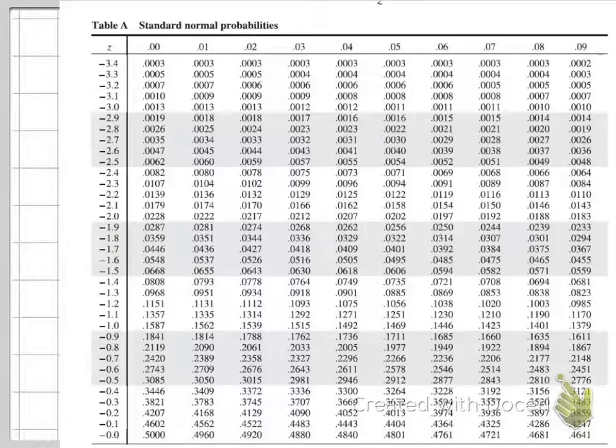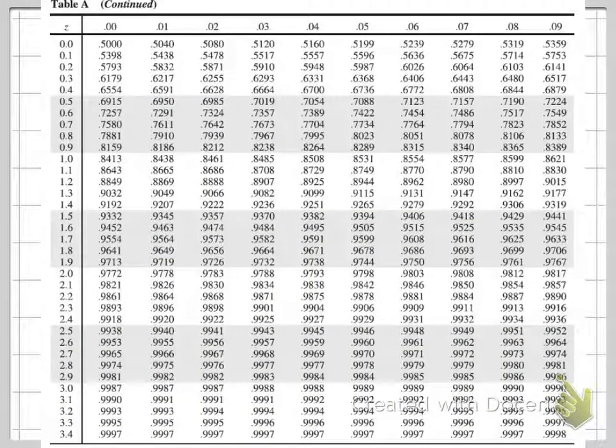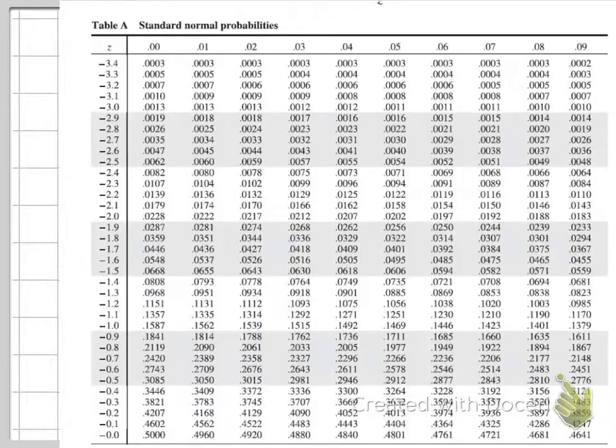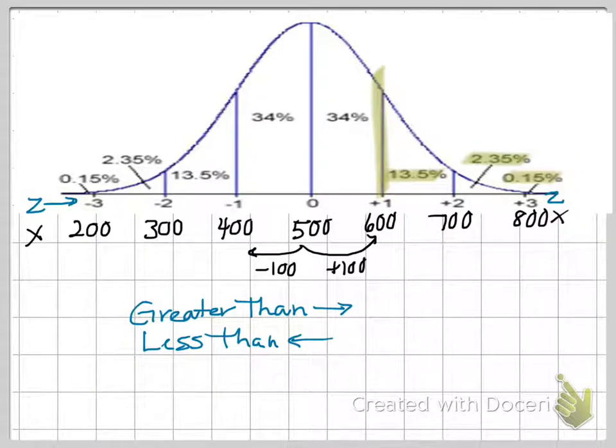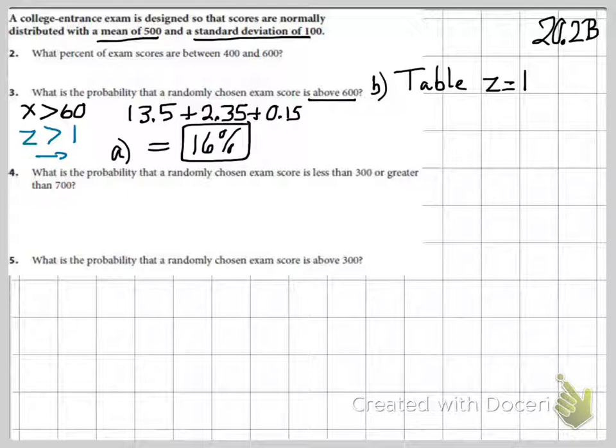Past the curve, that's the negative side of the table. We need the positive side of the table. Keep on going. Positive side of the table. Here's our 1.0. I need to remember this number. 0.8413.